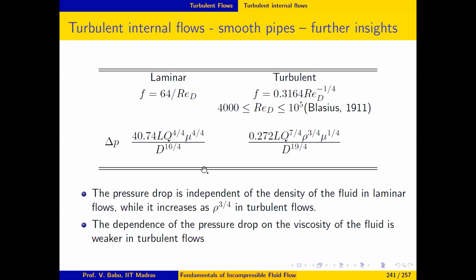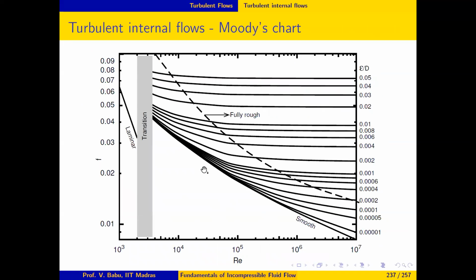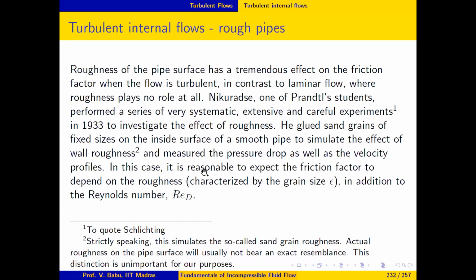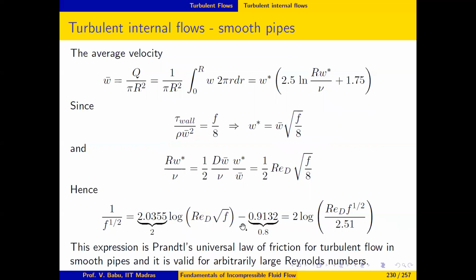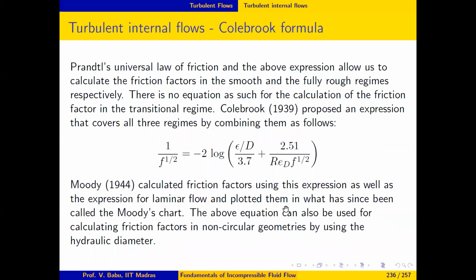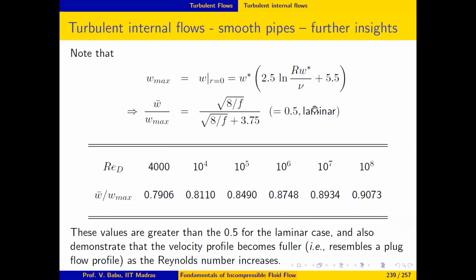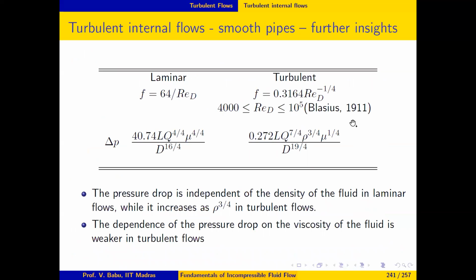In the case of turbulent flow, it may be recalled that Prandtl's universal law of friction is an implicit relationship. So it looks like this. So f appears on both sides. So there is no closed form expression for f in terms of Reynolds number in the case of turbulent internal flow. However, if we restrict the range of application of Reynolds number, then for Reynolds number up to 10 raised to 5, Blasius gave an expression or correlation for friction factor, which looks like this. So this is in a form where f is f of Reynolds number. And if we use this correlation, then the pressure drop in the case of turbulent flow looks like this.